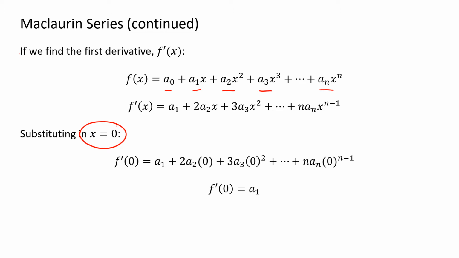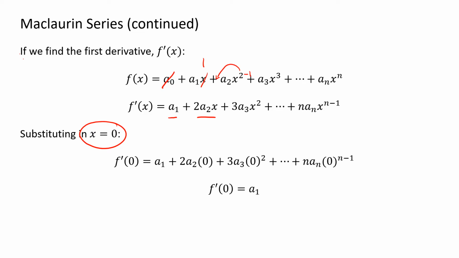If we take the derivative of this, what we'll see is the constant will go away because it doesn't have any x terms. Our next term is a1 times x. That just becomes a1 because the derivative of x is 1. Our next term, remember you bring the exponent down in front, so it becomes 2 times a2, and then this just becomes x because you subtract 1 from the exponent. So we're left with 2a2 times x.